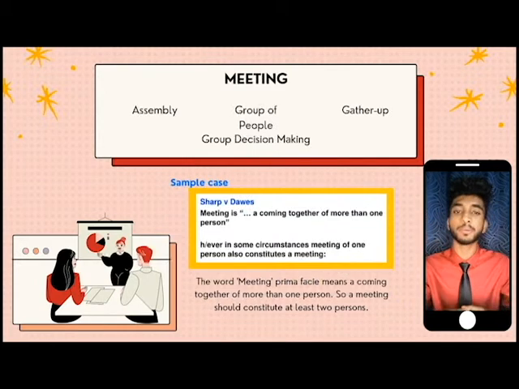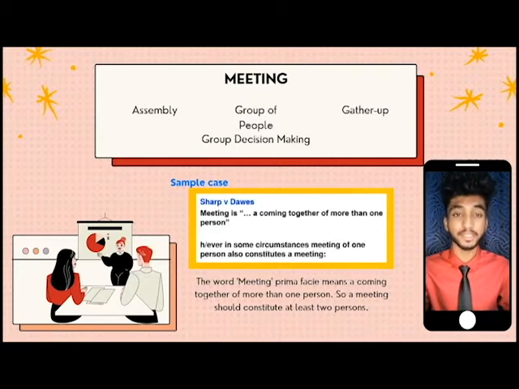In the case of Sharp versus Davis, 1971, a meeting is defined as an assembly of people for a lawful purpose, or the coming together of at least two persons for any lawful purpose.